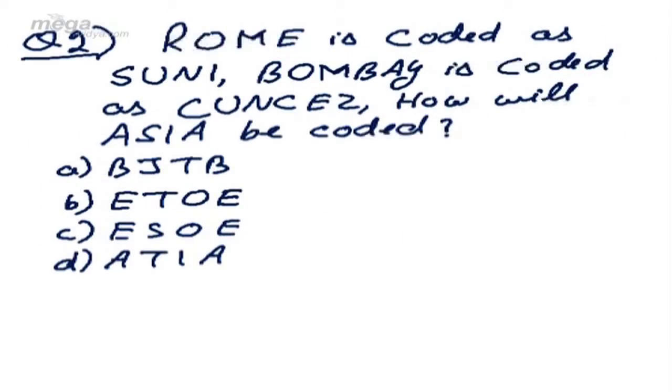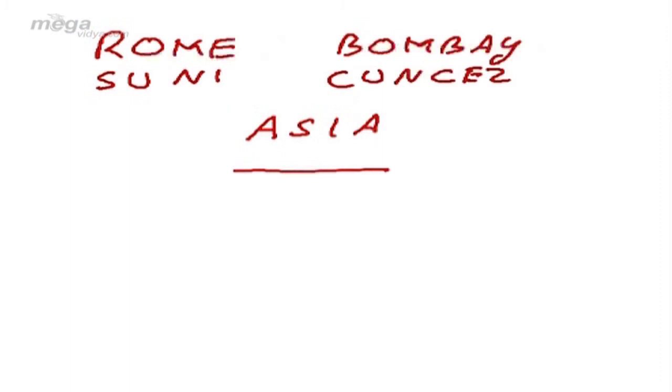The second question is very similar to the previous one. Rome is coded as S-U-N-I. Bombay is coded as C-U-N-C-E-Z. How will Asia be coded? Answer options are given to us, and we need to again analyze how it should be done. If we analyze, R is written as S, which is the next letter of R. M is written as N, which is again the next letter of M. Similarly, B to C, and Y to Z. This was very easy to comprehend because these are the next letters.